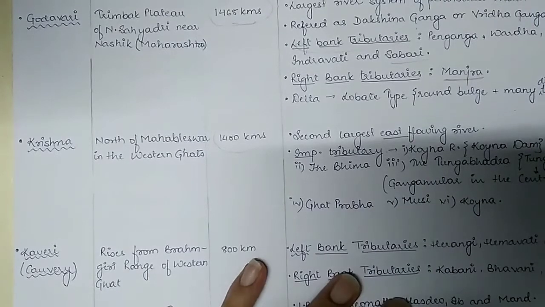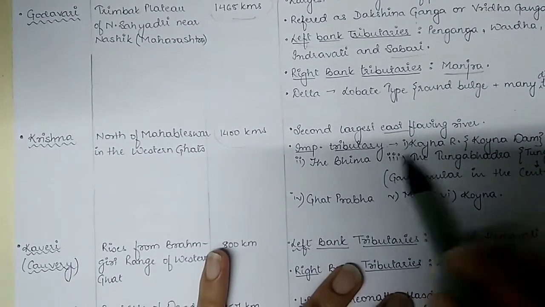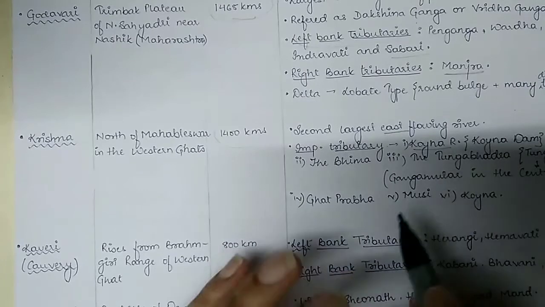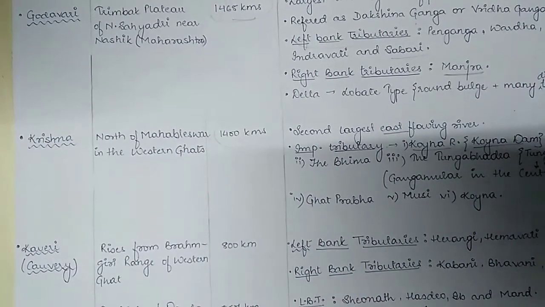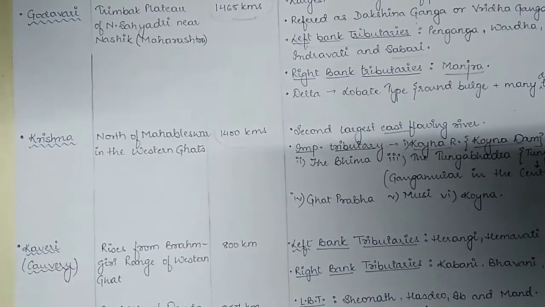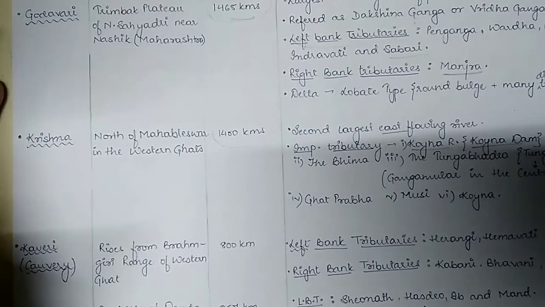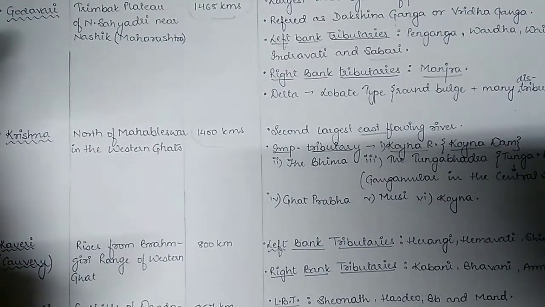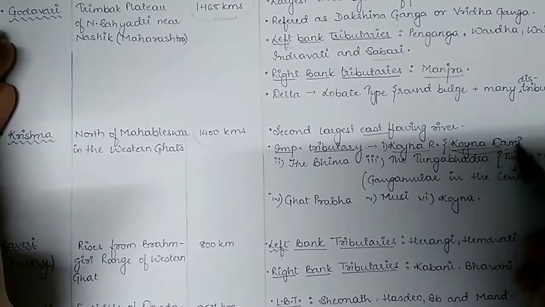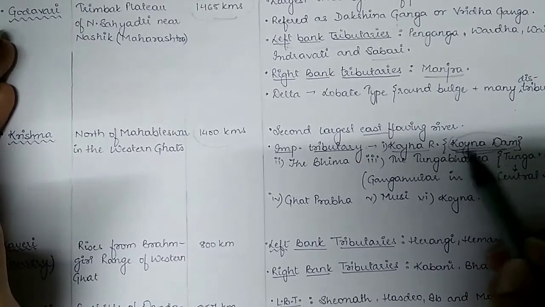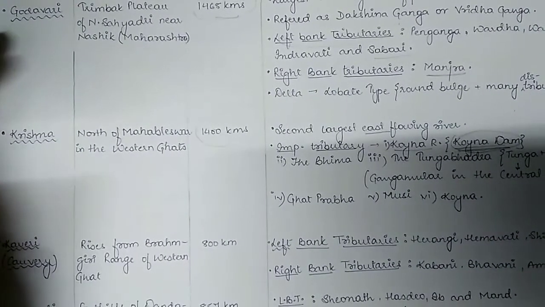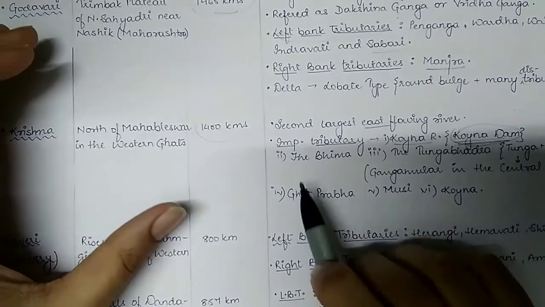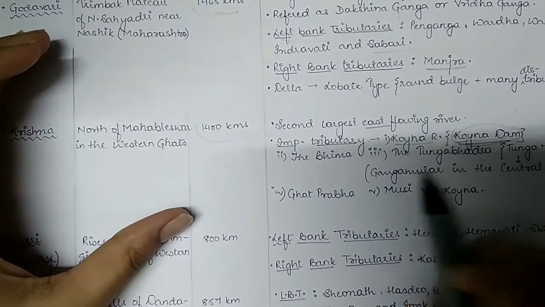Now the important tributaries of Krishna are the Koyna River, which is famous for the Koyna Dam. The Koyna Dam is considered the main cause of the devastating earthquake in 1967. So in 1967 we had a very devastating earthquake, and the main cause is said to be the Koyna Dam, which is on the Koyna River. After Koyna River we have River Bhima and River Tungabhadra.